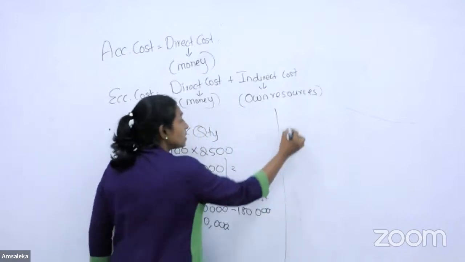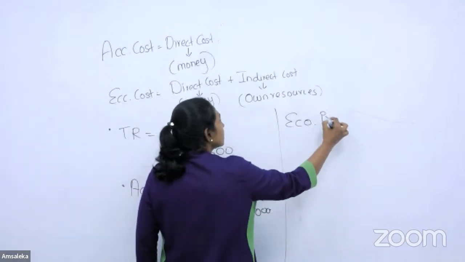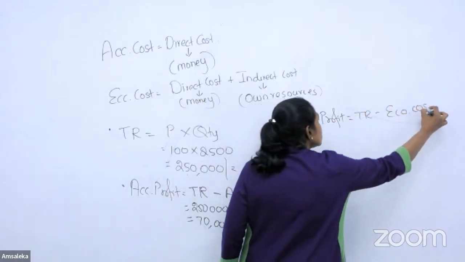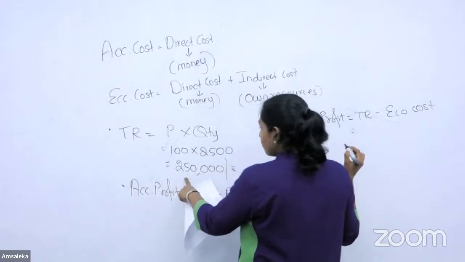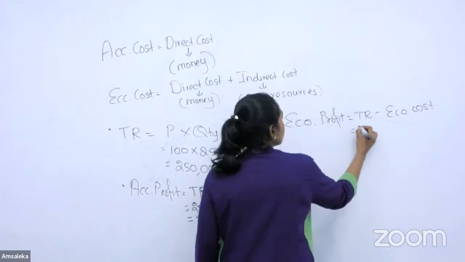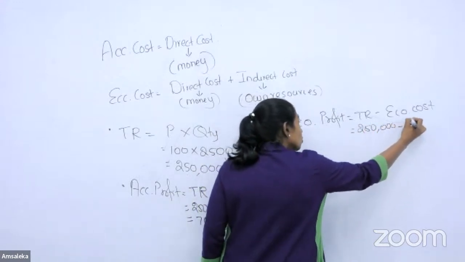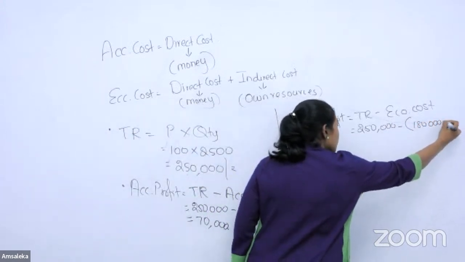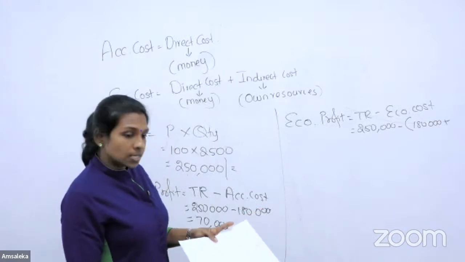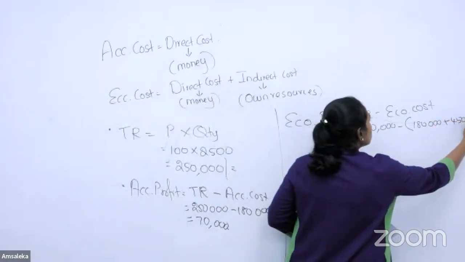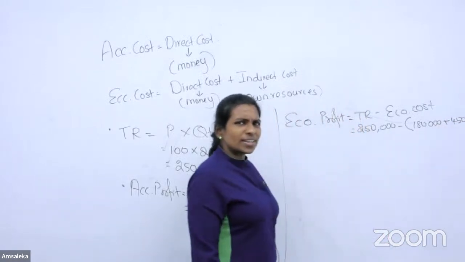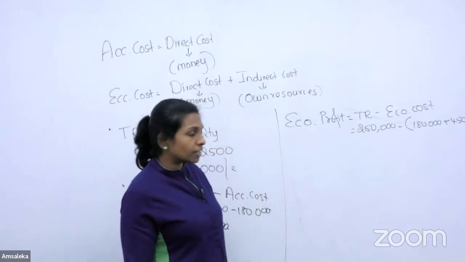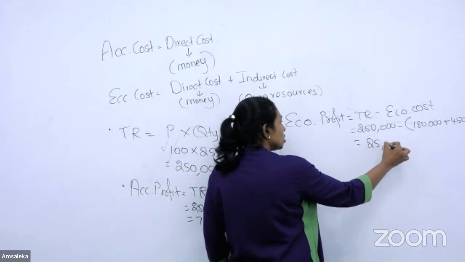But for economic profit, economic profit means total revenue minus economic cost. Total revenue is the same, 250,000. But you are going to deduct not only 180,000 but also the 45,000 indirect cost that is given, together 225,000. If anything is wrong, let me know. So 250,000 minus 225,000. Then what's the net answer of economic profit? 25,000.